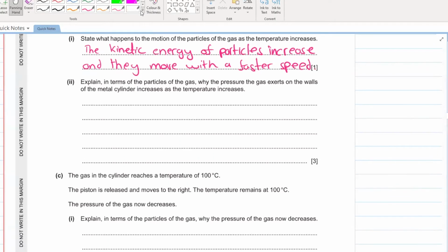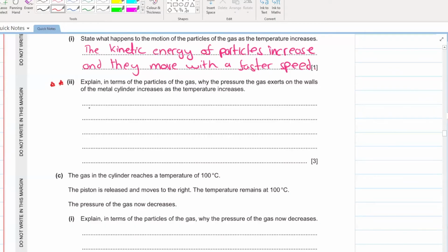Explain in terms of particles why the pressure the gas exerts on the wall of the metal cylinder increases as temperature increases. This is also an FAQ. This is also a star question. Why does the pressure increase as temperature increases? Very, very easy.